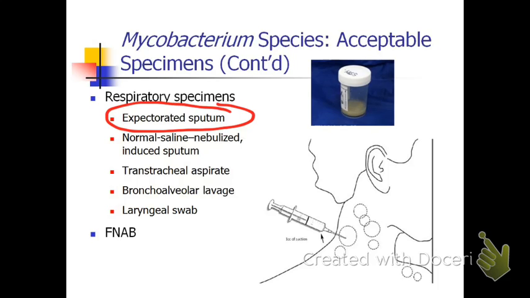Sometimes normal saline nebulized induced sputum could be very ideal, especially if the patient would find it difficult to expectorate their own sputum, or for neonates or for infants. Then transtracheal aspirate, bronchoalveolar lavage, laryngeal swab, or this one, known as the FNAB, fine needle aspirate biopsy. Usually the pathologist or the doctor would aspirate tissue from the swollen lymph node of a patient, such as a patient with cervical tuberculosis or lymph nodes that are swollen.